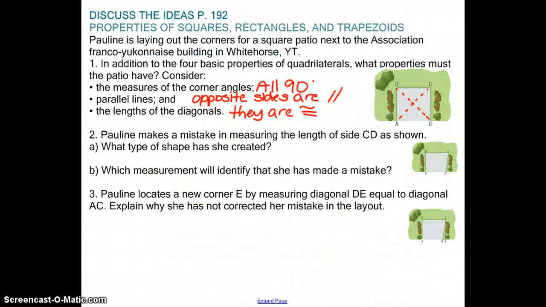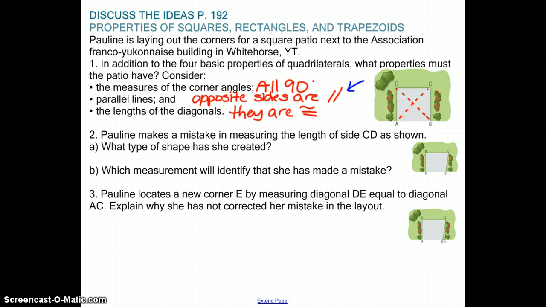We are building a patio that is supposed to be the shape of a square. So we want to consider the measures of the corner angles. So all of them will be 90 degrees. Parallel lines. So opposite sides are parallel in a square. This is the symbol for parallel, and you can use this anytime instead of the word parallel.